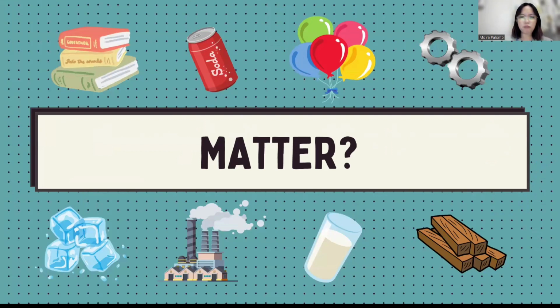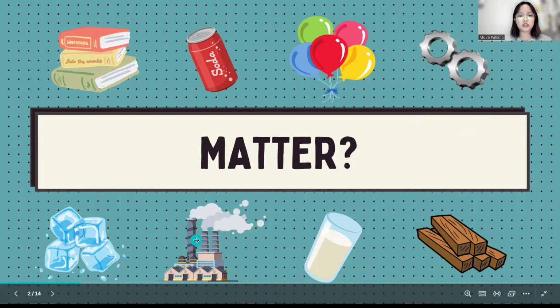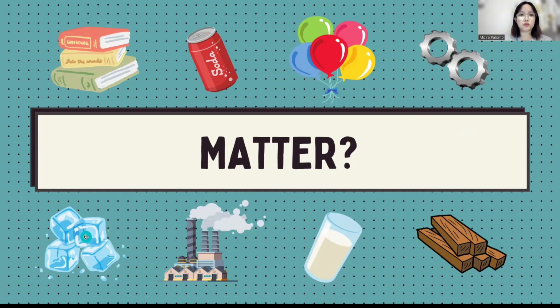So the first question is, what is matter? Matter is the recognizable term for the atoms and molecules that constitute the components that make up our physical reality. Anything with mass is composed of matter. We identify these elements as existing in states, which can be referred to as phases at times. So these books, the soda, balloons, boats, wood, milk, the factory and its smoke, and the ice cubes are all made of matter. The only question is, in what state are they made?